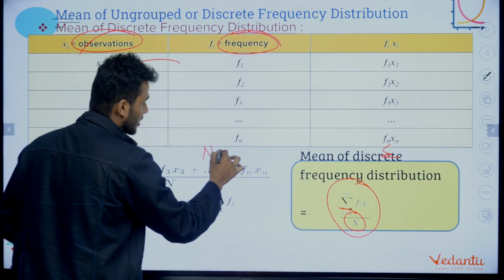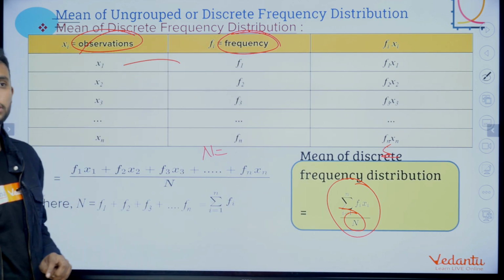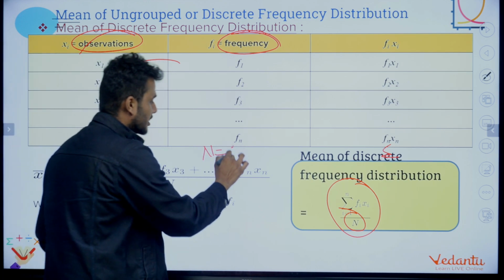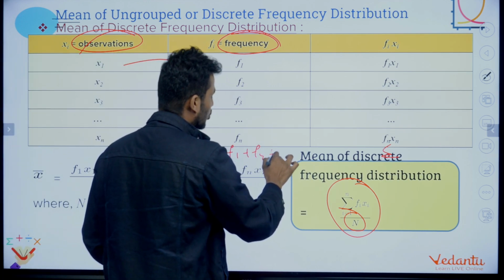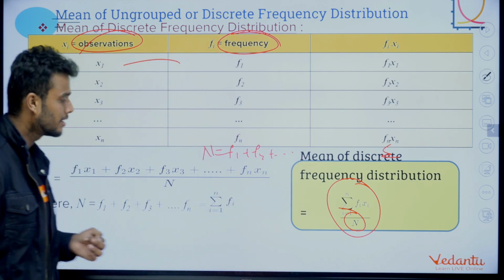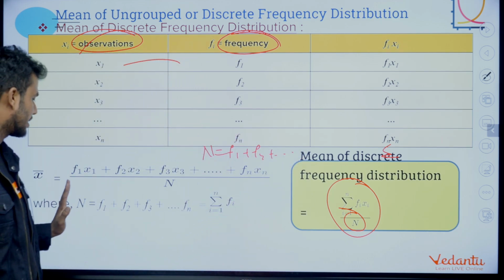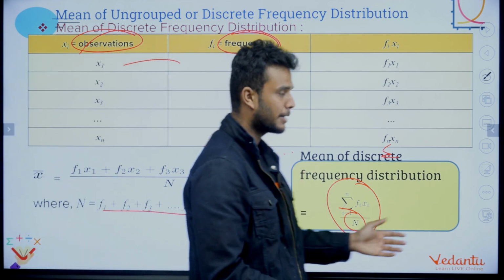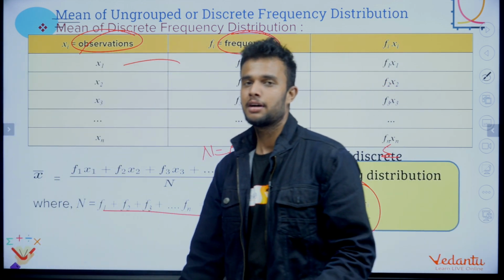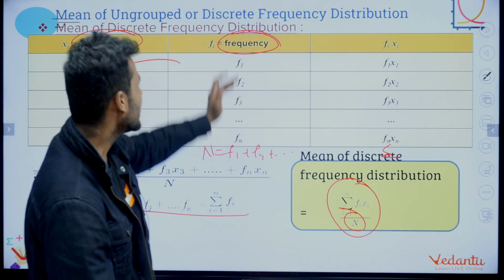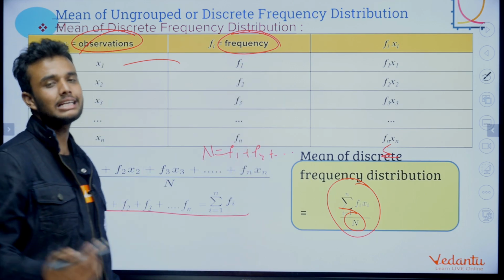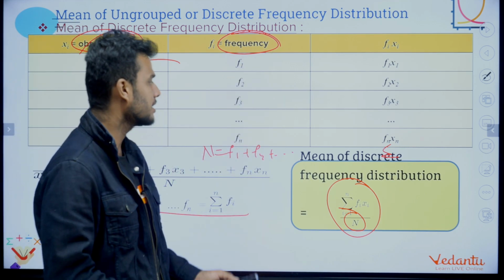N is nothing but the total sum of frequency. Okay students, n is the total sum of frequency, that is f1 plus f2 plus f3 and so on up to fn. I hope it's clear. So the mean is equal to summation of fi xi divided by summation of fi. Very simple. By using this method, you can easily find the value of the mean.